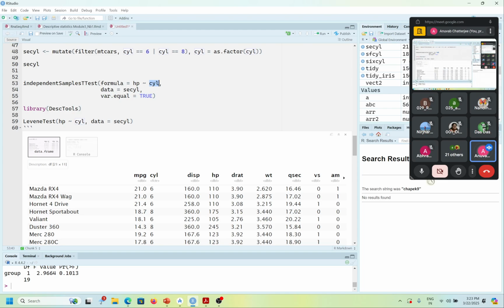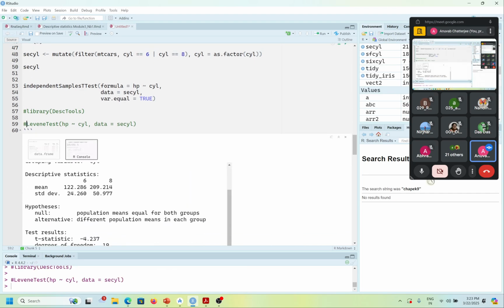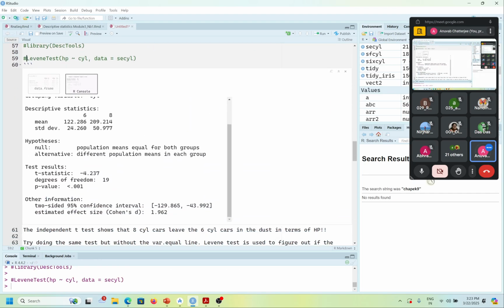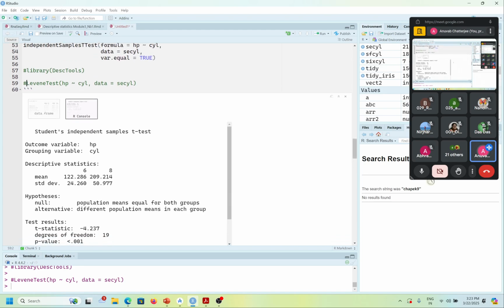So we write HP, this squiggly line, which you can find on your laptop, I think towards the left side, and then cylinders, followed by which data set they are coming from. It is coming from the SECYL data set, and then the variance equal to true. This we will see later on. So if you just run this, you will be able to see the t-test running.